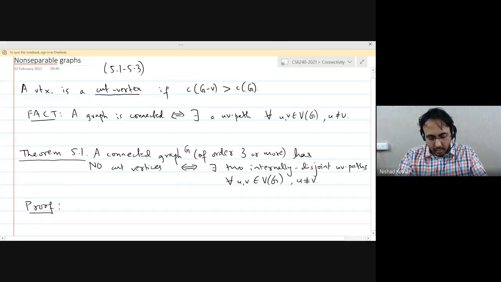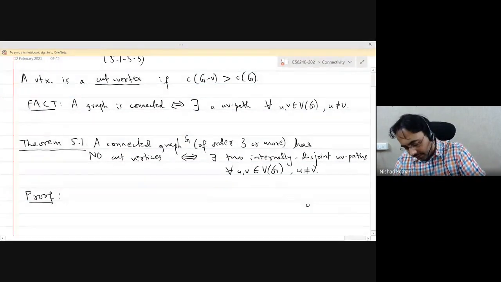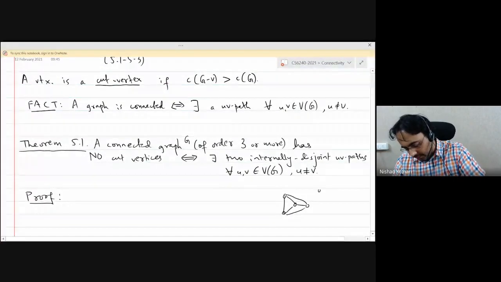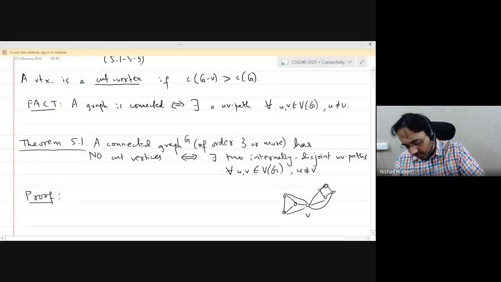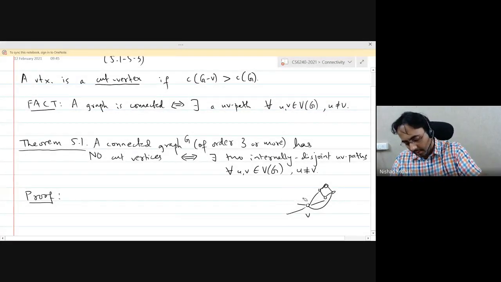Okay, so we discussed what a cut vertex of a graph is. It's any vertex such that when you delete the vertex, you will get at least two components if the original graph is connected, right? And if the graph is not necessarily connected, then the number of components should increase. So here V is a cut vertex.